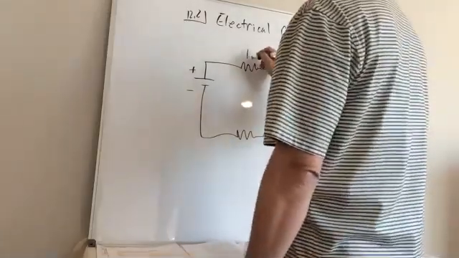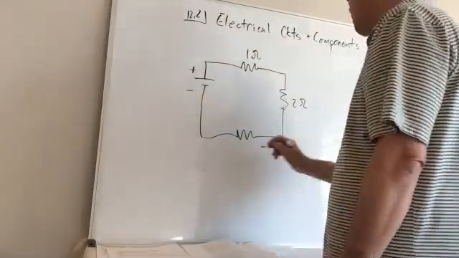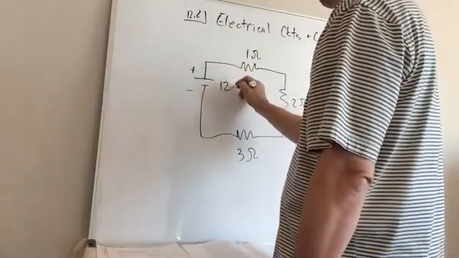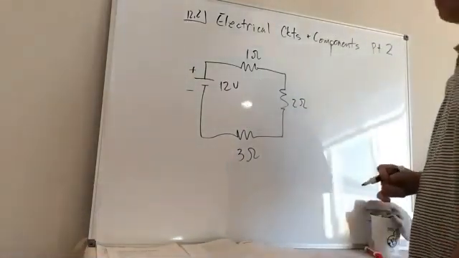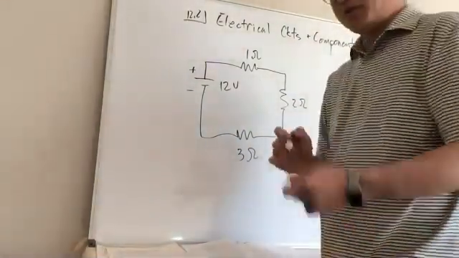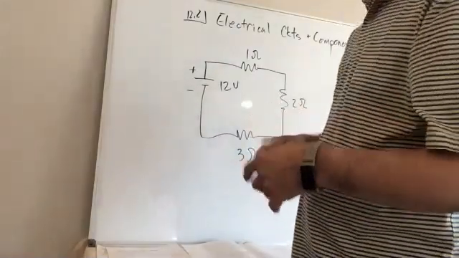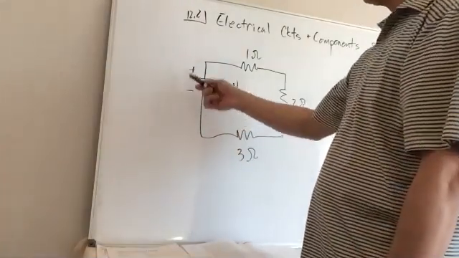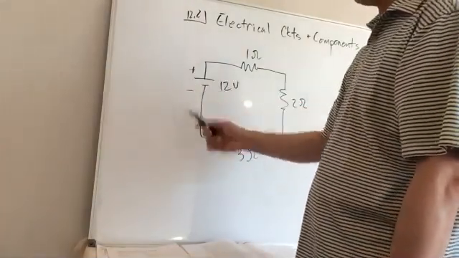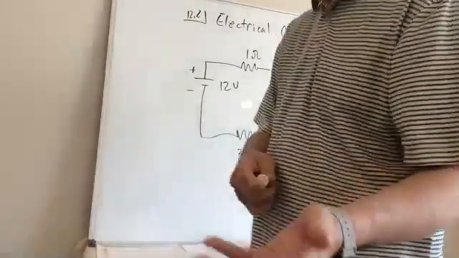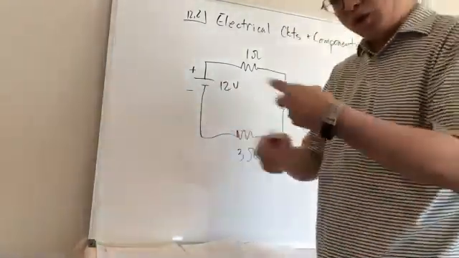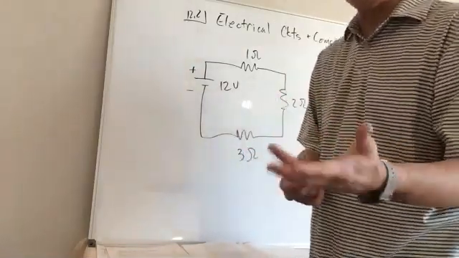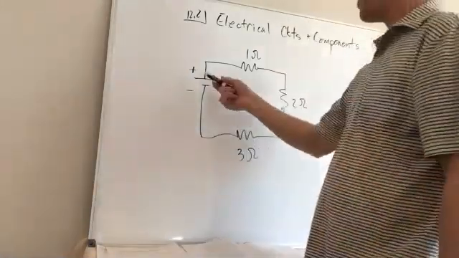Let's say that we had a 1 ohm, 2 ohm, and a 3 ohm resistor here, and we had a voltage of 12 volts. This is obviously a DC circuit, a direct current, not AC, because it has a specific positive and negative. With AC, you would not have a specific positive and negative because it alternates. It changes, and that's why it's called AC, alternating current. So this is DC.